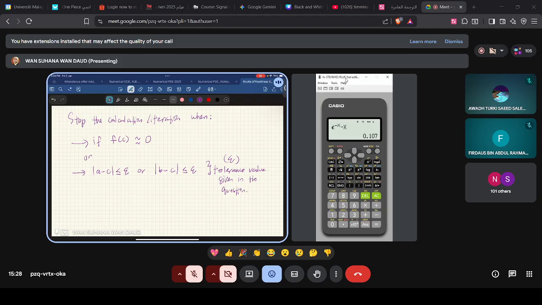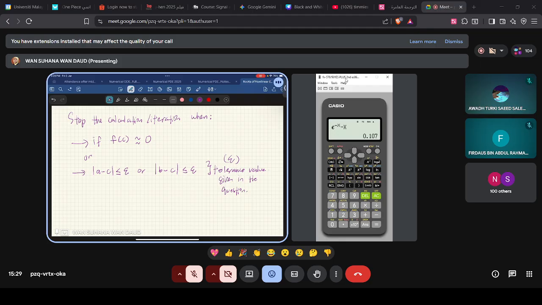Okay, there are two conditions to stop the calculation of bisection: whether you get f(c) approximately equal to 0, or, if you are given additional information, an additional condition, which is the value of tolerance, epsilon in this case, a minus c less than or equal to epsilon, or b minus c less than or equal to epsilon, then you can stop the iteration. Okay, you can stop the calculation. Any questions so far?